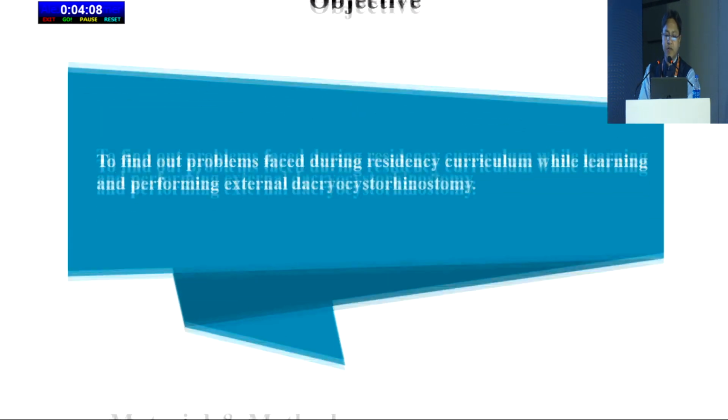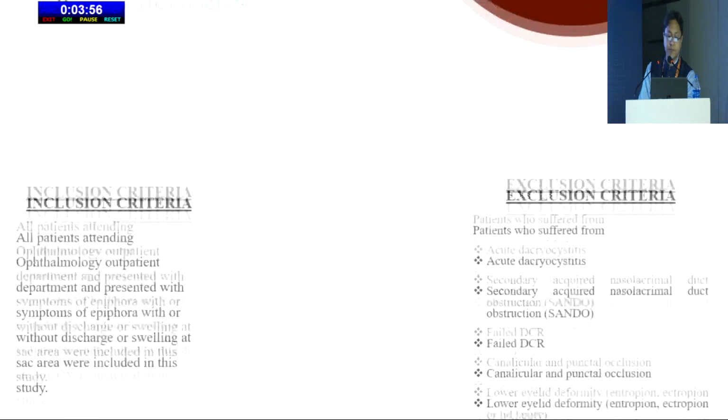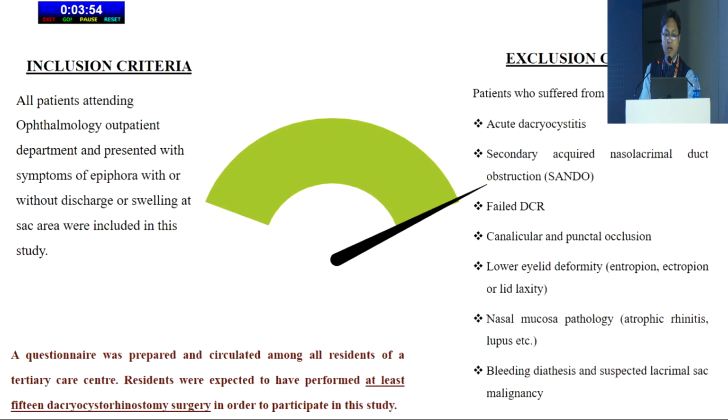And the objective I've already mentioned. It was a cross-sectional observational study done over almost 1 year, October 21 to September 22. We took institute ethical clearance for this. Inclusion criteria were almost standard: all patients attending our OPD and having indications for DCR surgery. We excluded complicated cases, failed DCRs or repeat DCRs. Only primary DCRs were included.